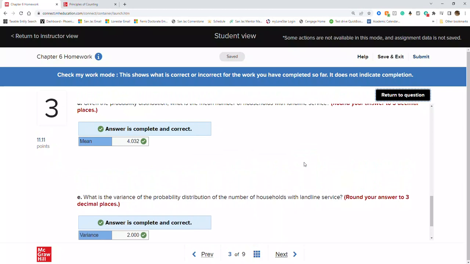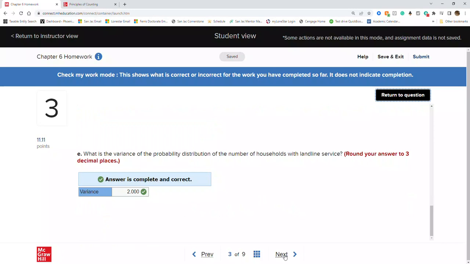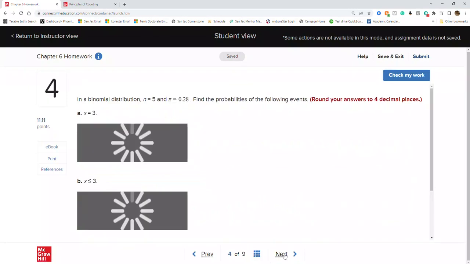Again, Connect will have some rounding problems, but as long as you're close to it, it will count it right. If you are doing the calculations correctly and it's still counting it wrong, send me that email. I can see if you're just slightly beyond the rounding. They do give a little leeway on the rounding. But that's it for question 3.